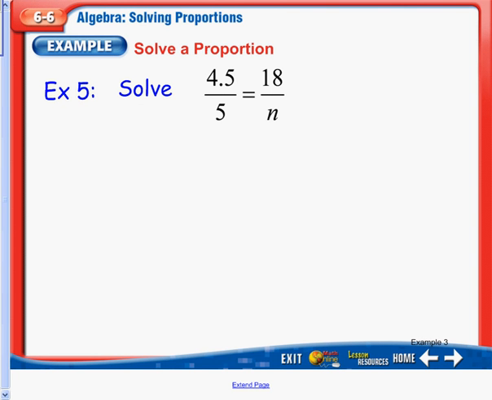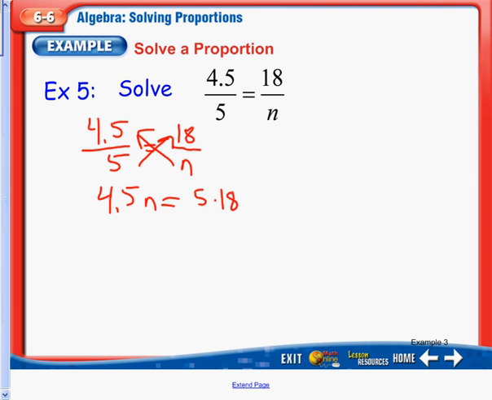Example 5. Solve 4.5 over 5 equals 18 over n. Now, I don't know my multiples of 4.5, so I'm going to cross multiply in this problem. So, I've rewritten the problem. Now I need to cross multiply, drawing my arrows. I now have 4.5n equals 5 times 18. I know 5 times 18 is 90.